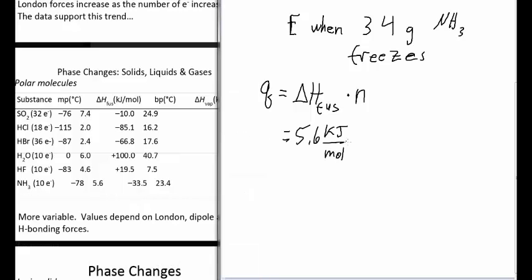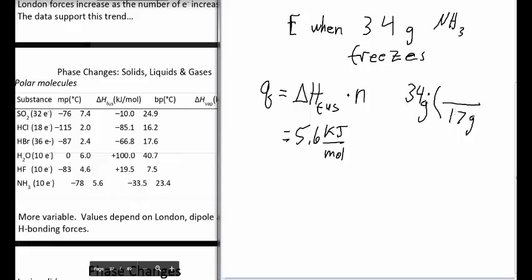And we need to multiply that by the number of moles we have, but we're given grams. Oh no, we're going to have to convert. What is the molar mass of NH3? Nitrogen weighs 14. We got 3 hydrogens each at 1. 14 plus 3 is 17. The molar mass is 17.